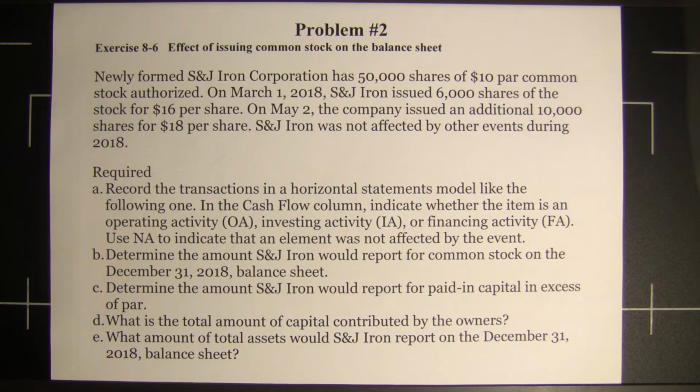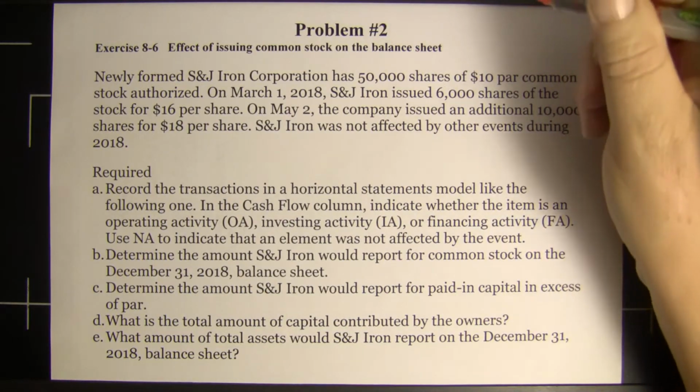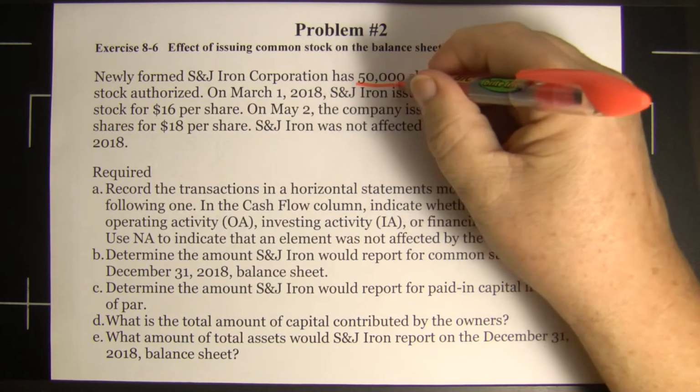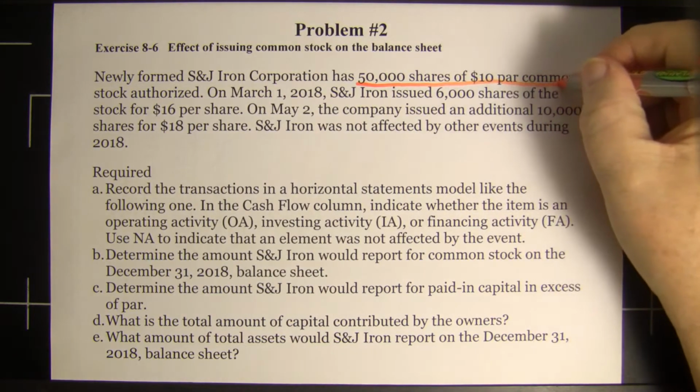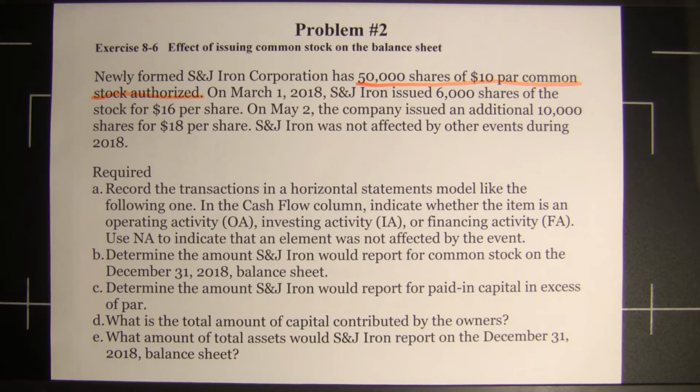This is talking about issuing common stock. And let me walk you through some of the accounting babble. They have 50,000 shares of $10 par common stock authorized. What that means is that when they organized their corporation, whatever state they organized it in said, okay, S&J Iron, you can sell up to 50,000 shares of stock at a par value of $10. That's told them by the state, wherever they incorporated.